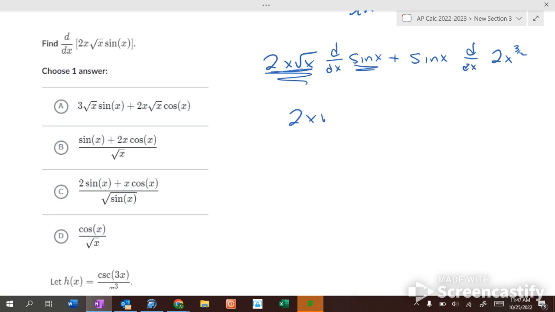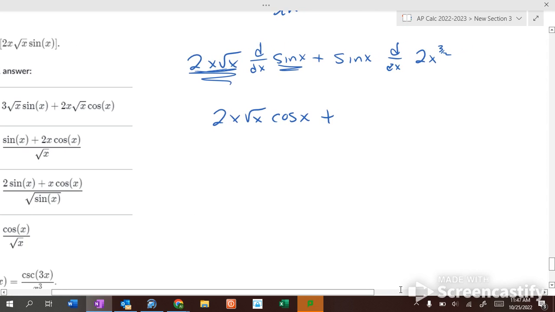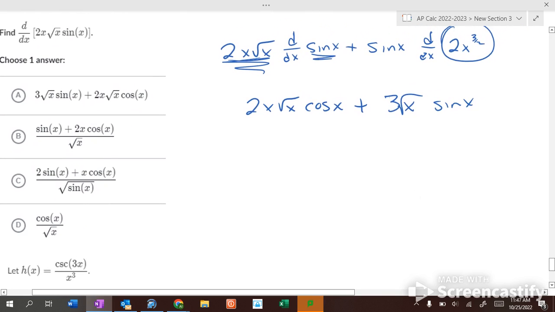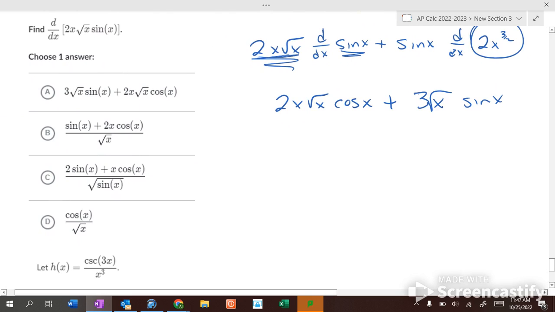So it's 2x square root of x cosine of x plus the derivative of this. What's the derivative of that? Whatever, 2 times 3x to the 1/2 power, which is 3 square root of x, correct? Sine of x. So that's A. Yep. Oh, that wasn't too bad. I thought it was more. Nope. Okay.